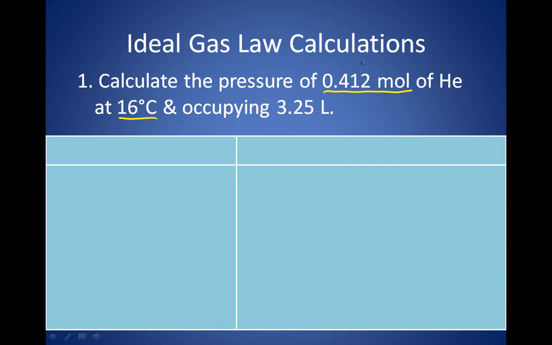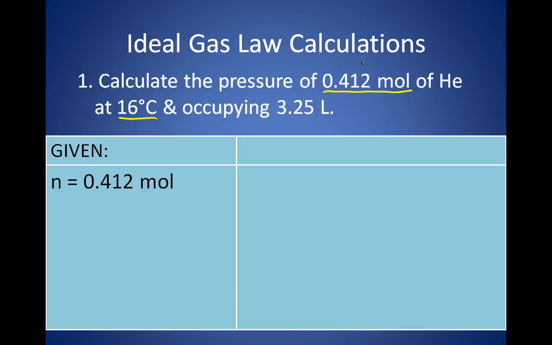So let's try this calculation. We are given 0.412 moles of helium at 16 degrees Celsius and 3.25 liters. We know the volume and we're trying to find the pressure. So we can tell this is an ideal gas law calculation because we're given one of each variable, not two pressures or two volumes or two temperatures.